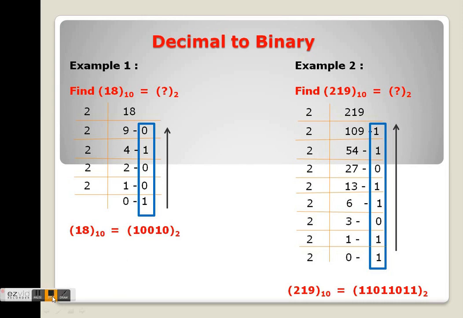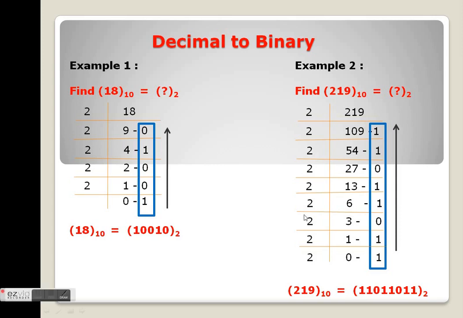We divide the number by 2 and we note down the remainder. This procedure is repeated until the value of the number becomes 0. After that, we note down all the remainder values from the downside to the upward direction.